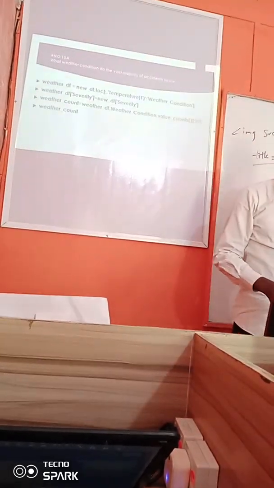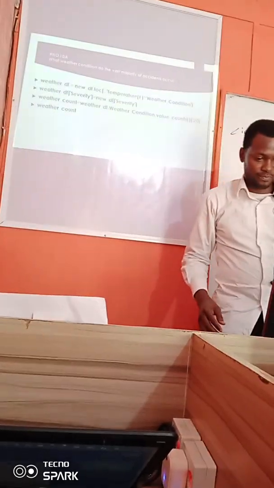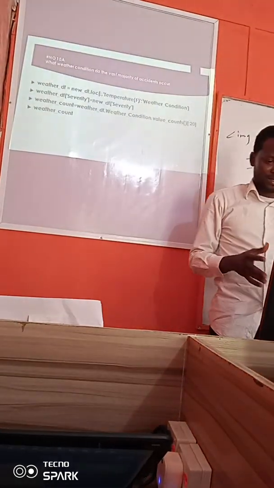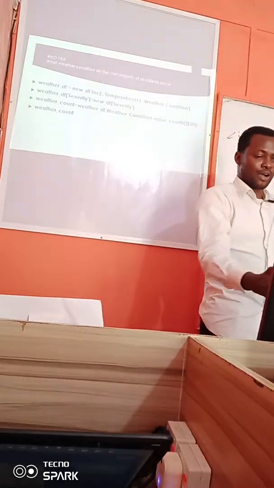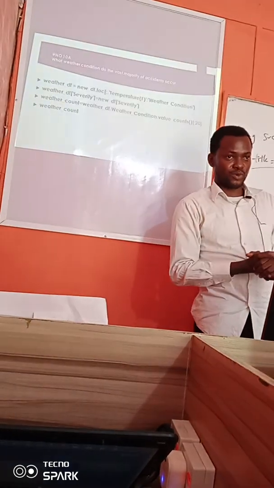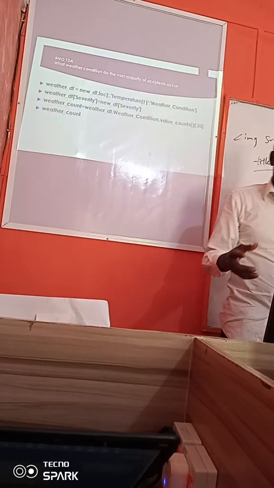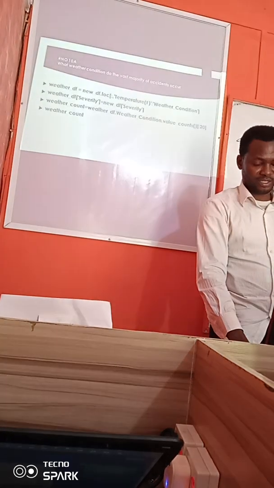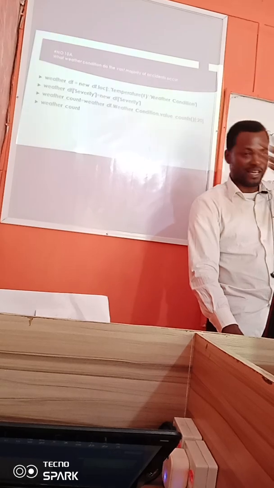Then number 10: in what weather condition do the vast majority of accidents occur? This is the code for this. Here we want to see the weather condition, so we are bringing temperature and weather condition together. Then we are talking about severity as well. Severity just shows the level, a kind of ranking from 1, 2, 3, 4 like that.